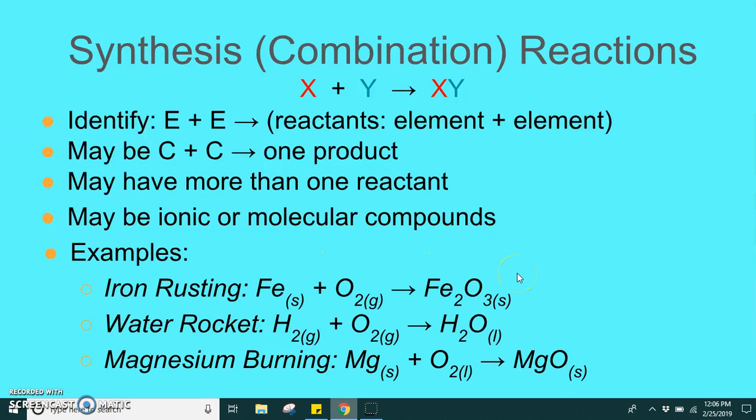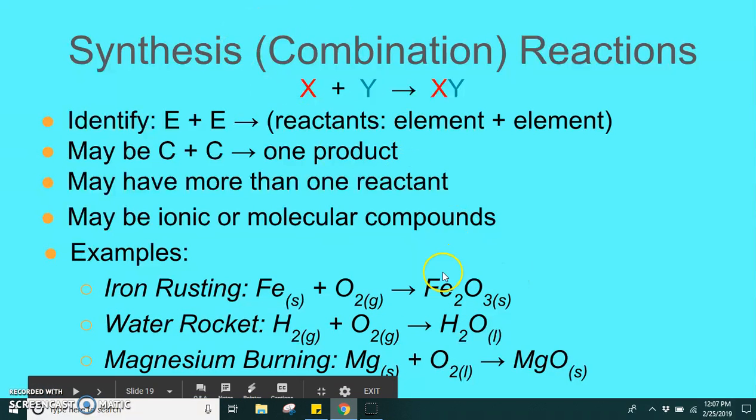Here are some examples. Iron rusting: iron reacting with oxygen in the air to form iron oxide. You see two elements combining together to form one compound. Water rockets, the water rockets that we did: hydrogen gas combining with oxygen gas to form water. Magnesium burning: magnesium plus oxygen gives you magnesium oxide. What makes these synthesis reactions is that you just have one product.